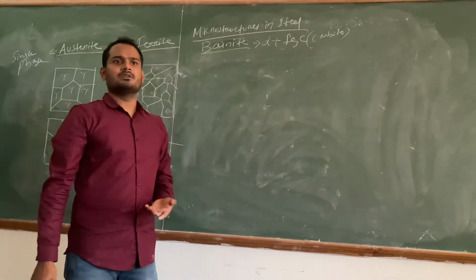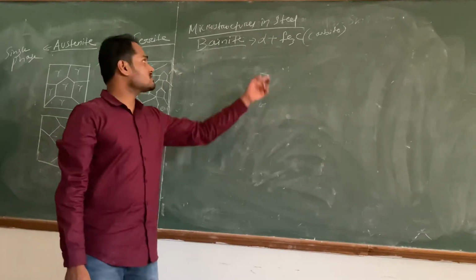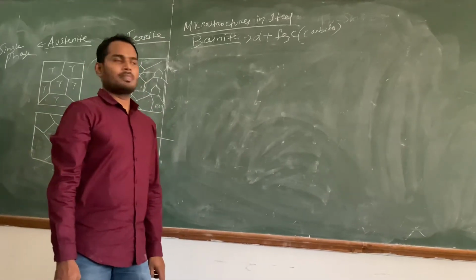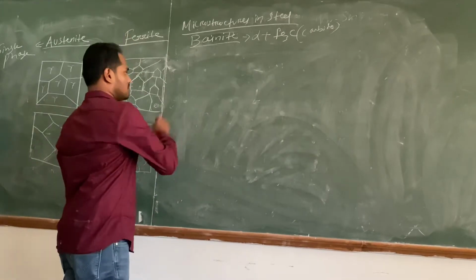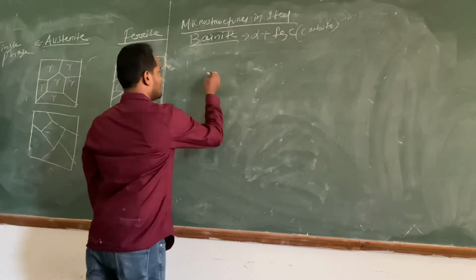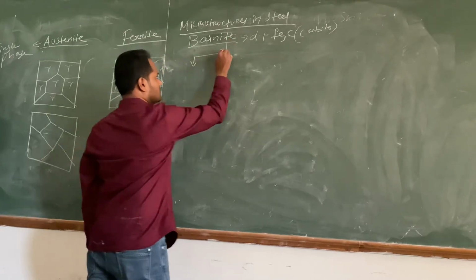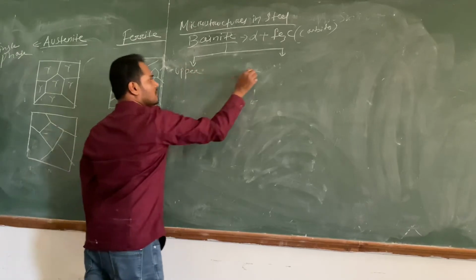Some may ask what is bainite. So just tell him, tell her, bainite is a mixture of phases. It consists of ferrite and cementite, or ferrite and carbide. Cementite is the carbide. So how will it look under a microscope? It will look like this. We can have bainite of two types actually. One is upper and one is lower.